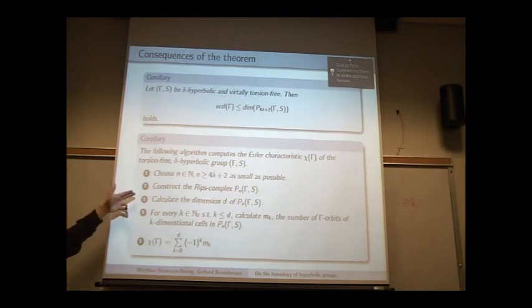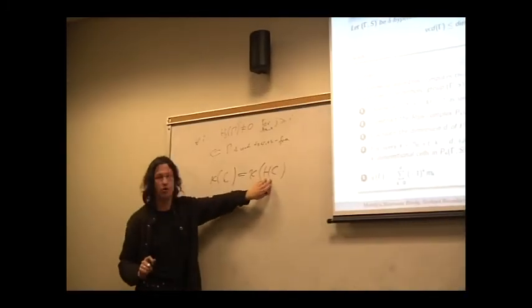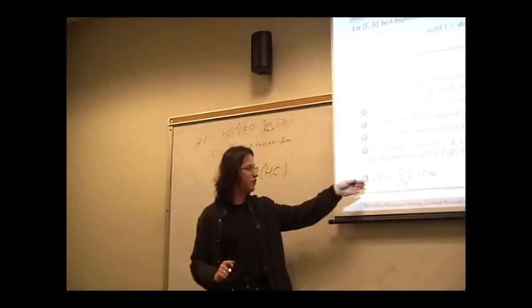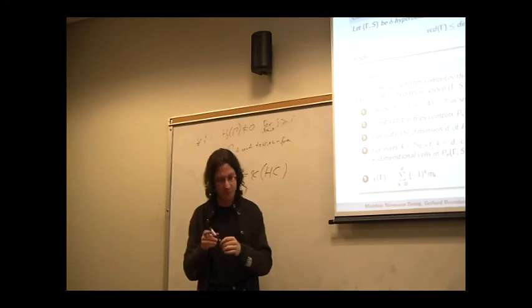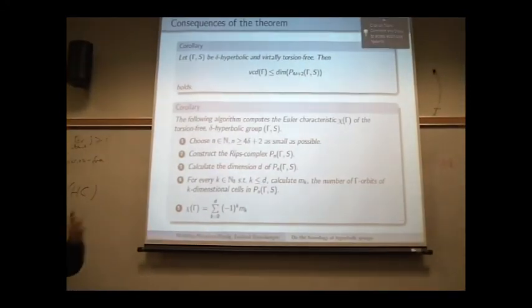We construct the Ribbs complex and the dimension thereof, and we calculate the number of orbits of each number of cells, and we just take the usual generic Euler characteristic formula, plug it in, and as we know, it's a free resolution, and we know that the Euler characteristic of C, if C is the chain complex that has an Euler characteristic, is the same as the Euler characteristic of the homology. We actually know that we get the homology of our group, and so we know that we get the Euler characteristic of our group in this way. So that really is an algorithm for torsion-free groups. We implemented that one too.